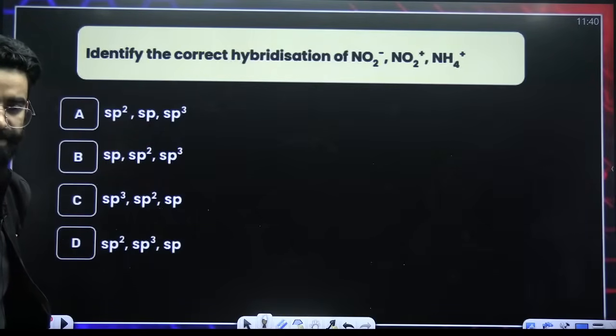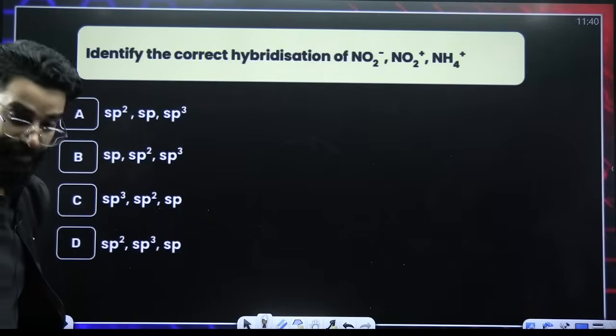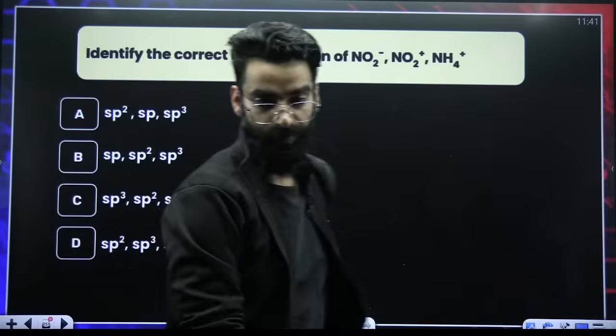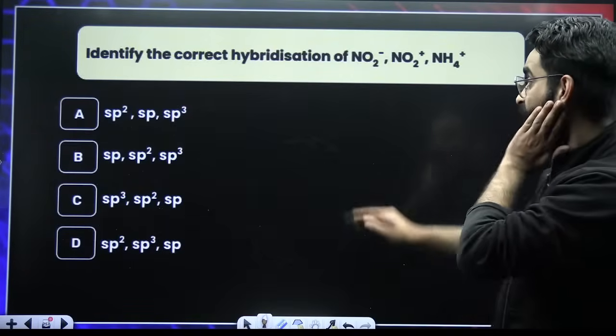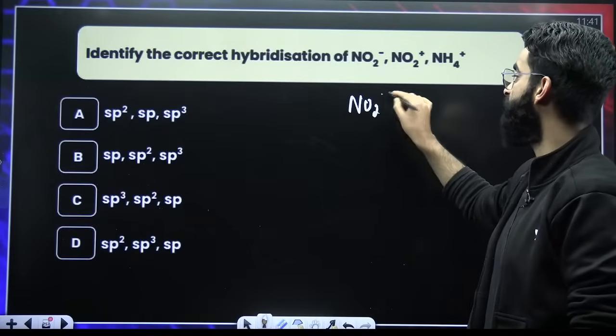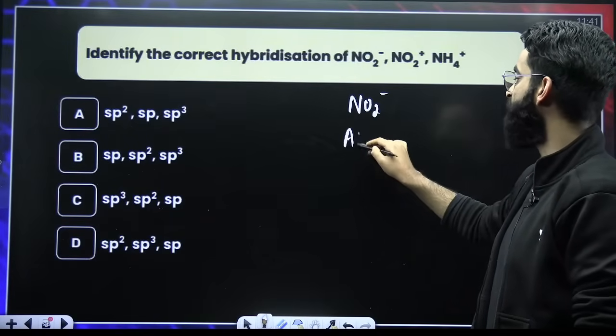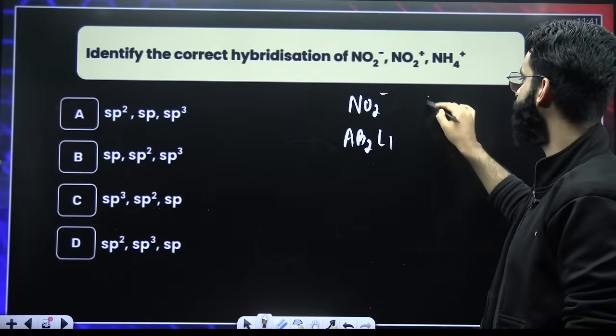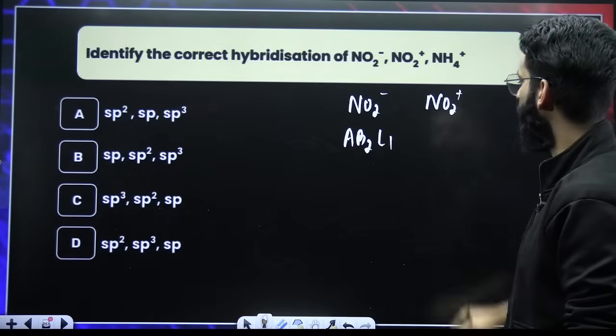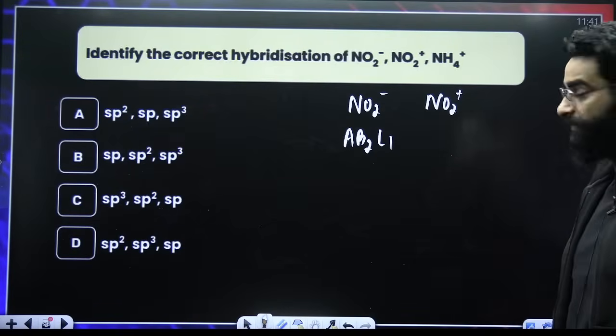Identify the correct hybridization of NO2 negative, NO2 positive, NH4 positive. What do you think about this one? Again, you should be in a position to solve this question. If you talk about NO2 negative, get its type. The type of this one is AB2L1. NO2 positive, get the type of the molecule.